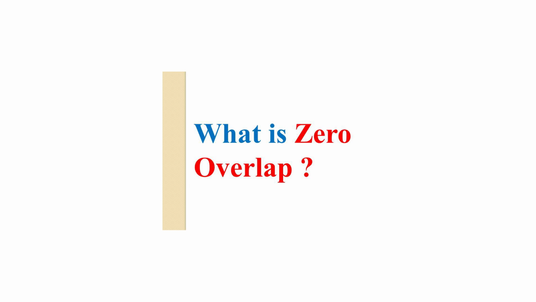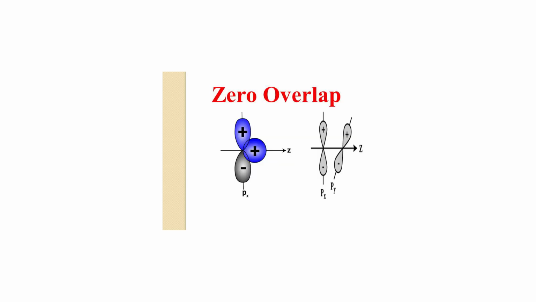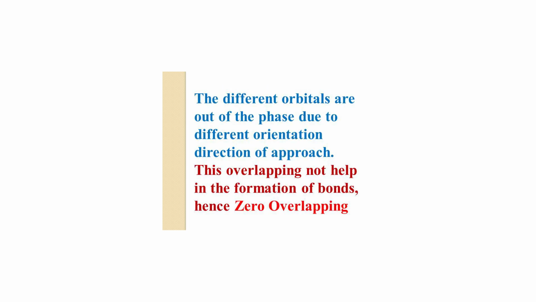Then we pass on to what is zero overlap. See the pictures. When px orbital overlaps with the s orbital, what is the overlap formed? That is different orbitals are out of phase due to different orientation. That is direction of approach. This overlapping does not help in the formation of bond. Hence, it is known as zero overlapping.